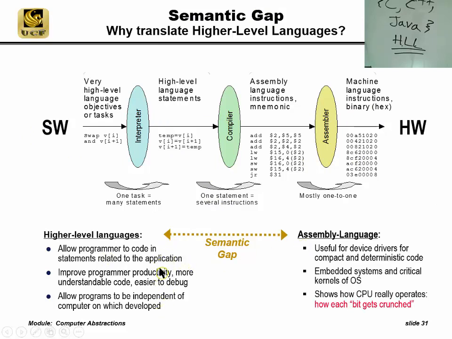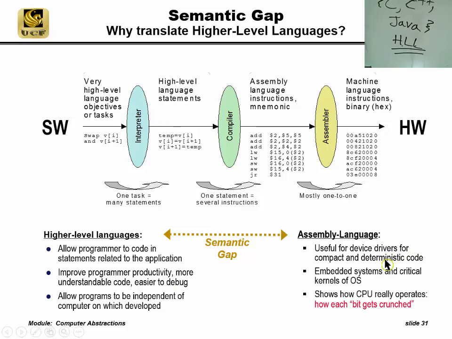This is the way programmers think. It's very good for productivity because we can work with abstract concepts like arrays and indices, and we don't get into the lower-level details of bits and bytes. But assembly language also has a purpose.